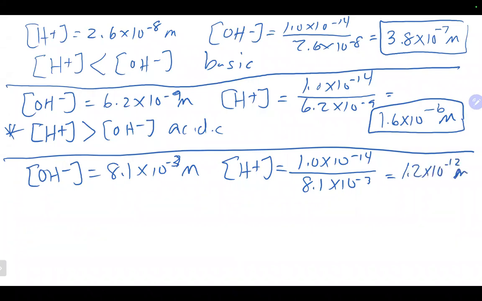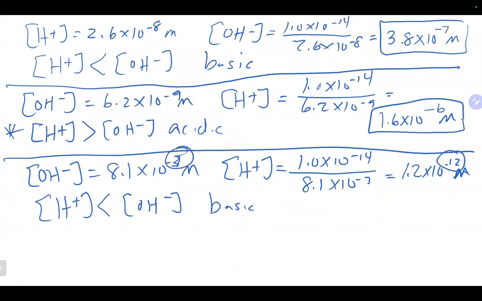And in this case, we are looking at those two, and it is the H plus that is actually less than the OH minus. So this guy would be basic. Again, to the minus 3 is a bigger number than to the minus 12. Any questions on that there? So it's really important to keep in mind that negative exponent, and the smaller number being larger, it's a very common error that people make.